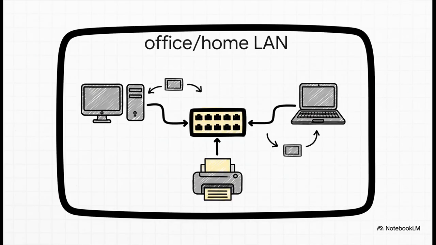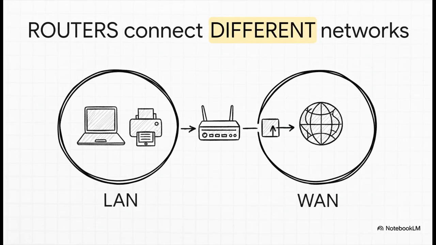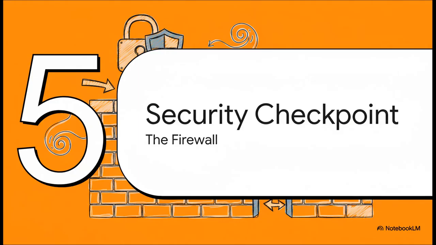So let's make this super clear, because this is one of the most important concepts in networking. Switches, they connect devices on the same local network. They're all about the local neighborhood. Routers, on the other hand, are the bridges that connect different networks together. They're what build the global internet we use every single day. That's the crucial difference. Our packet is now hopping from router to router across the vast internet, getting closer and closer to its destination with every single jump.